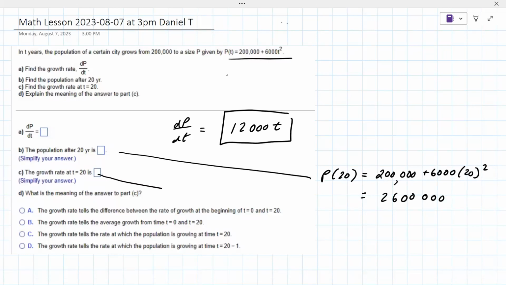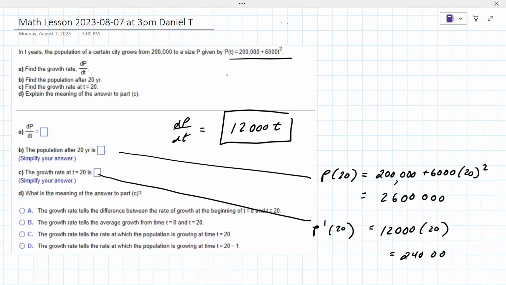Now the growth rate, that's the derivative. That's p prime of 20. So you're putting that into the derivative function. 12,000 times 20 is 240,000. 1, 2, 3 zeros there as well.